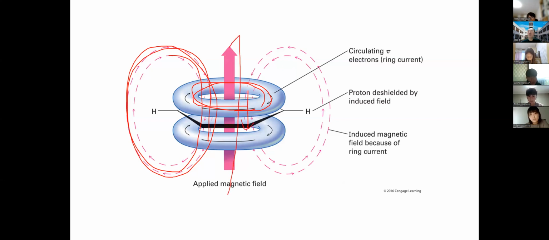The external magnetic field is applied this way. If you have any kind of electron cloud, then it generates a magnetic field in the opposite direction. So this is happening here. This is the induced magnetic field. But as a result, if this happens this way, then outside it has this direction. This direction is the same direction as the external magnetic field. That means environment-wise, this proton is experiencing an even bigger magnetic field here.